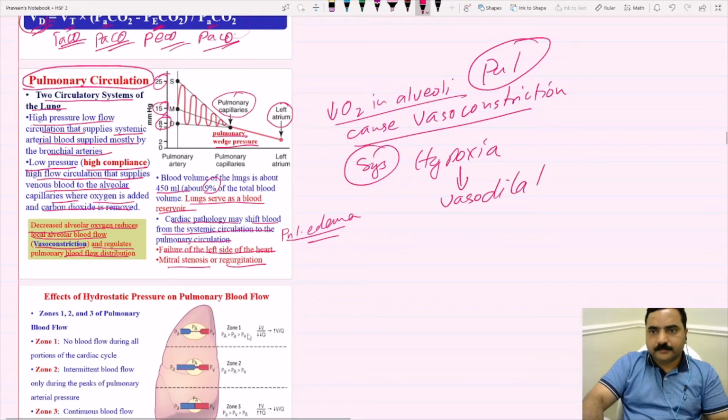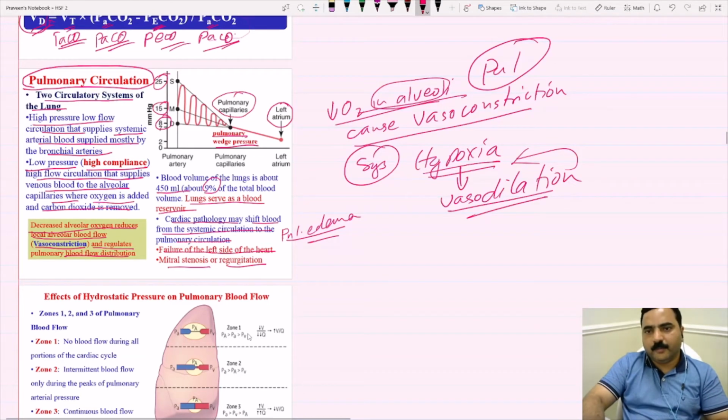Vasodilation. Hypoxia will cause vasodilation in the systemic tissue, because when the tissue is not getting oxygen, you need to vasodilate and supply oxygen. Whereas when there is no oxygen in the alveoli, you don't need the blood to go there, because there is no oxygen. So what happens? The blood vessels undergo vasoconstriction. This is an important concept from an exam point of view also.